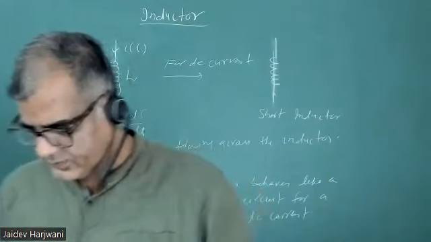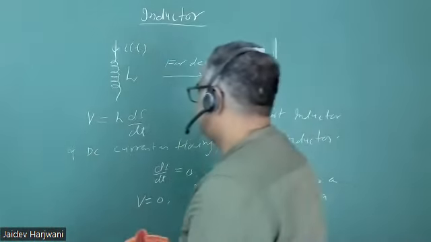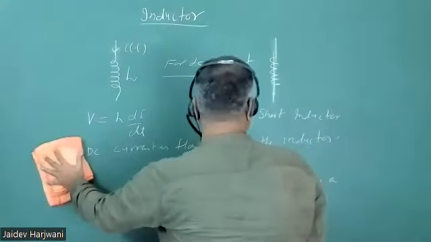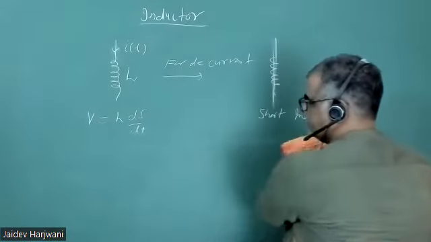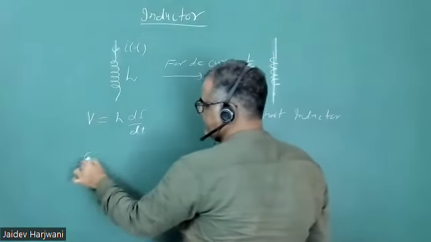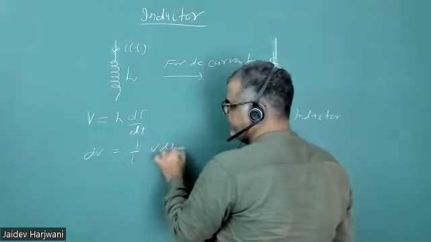Okay, so now similarly, if I want to find i in this question, how to find i? Okay, so this di by dt, so di is 1 upon L v dt.